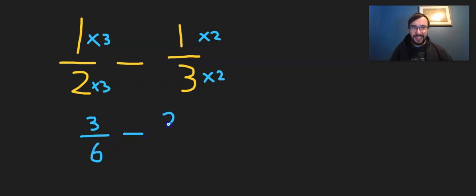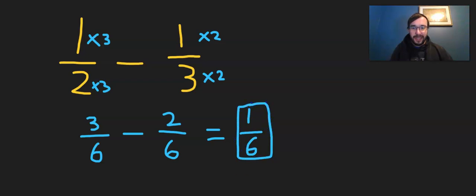And that can only be multiplication and division when we're simplifying fractions. So from here, we have the same denominator, so we can just subtract the second numerator from the first. So 3 minus 2 is 1. Nothing happens to the denominator, that just stays as 6. And we get 1 over 6.